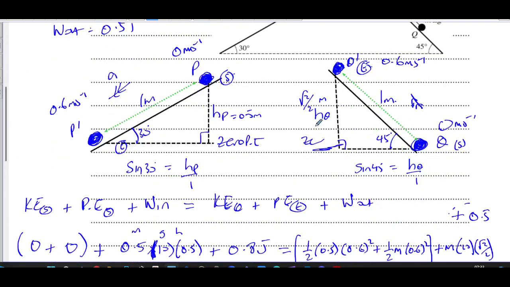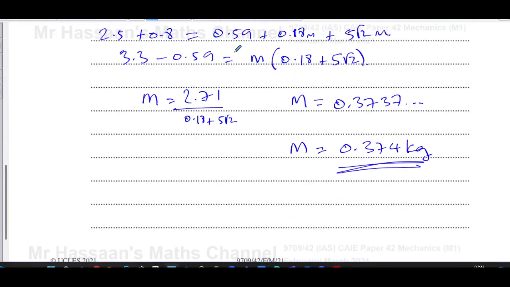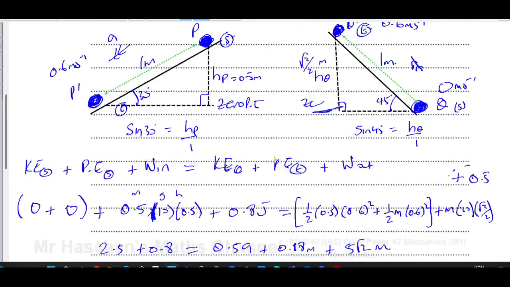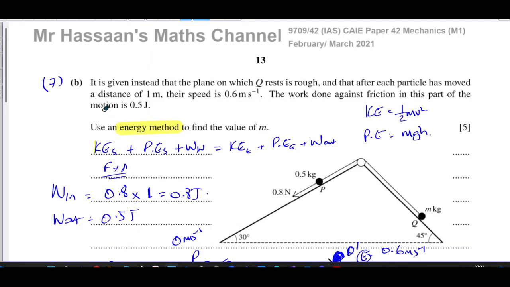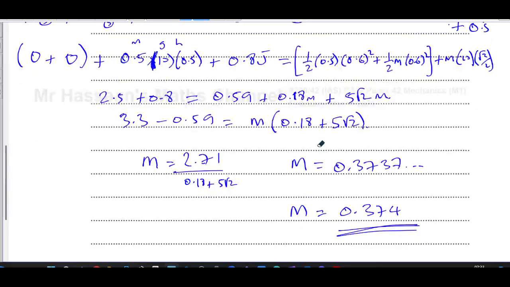Okay, it says find m. It already mentions a kilogram, so I just put 0.374. So there's the answer for m, to find the mass of this particular particle. That's 7 part B. So this question was all about the work energy principle.